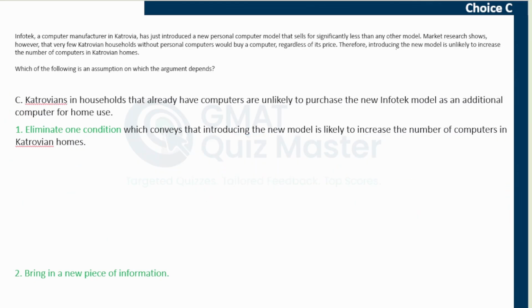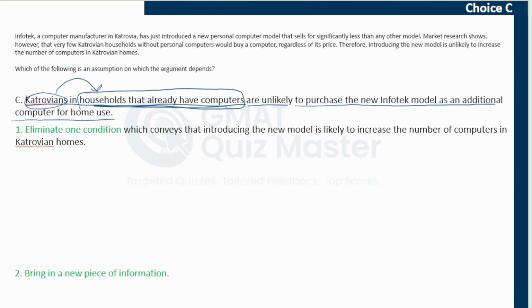With this, let's move to choice C. Choice C says Ketrovians in households that already have at least one computer are unlikely to purchase the new Infotech model as an additional computer for home use. So this choice is saying that such Ketrovians are not likely to purchase additional computers, or to purchase this new personal computer model as an additional computer for home use. All right, this is what choice C conveys.